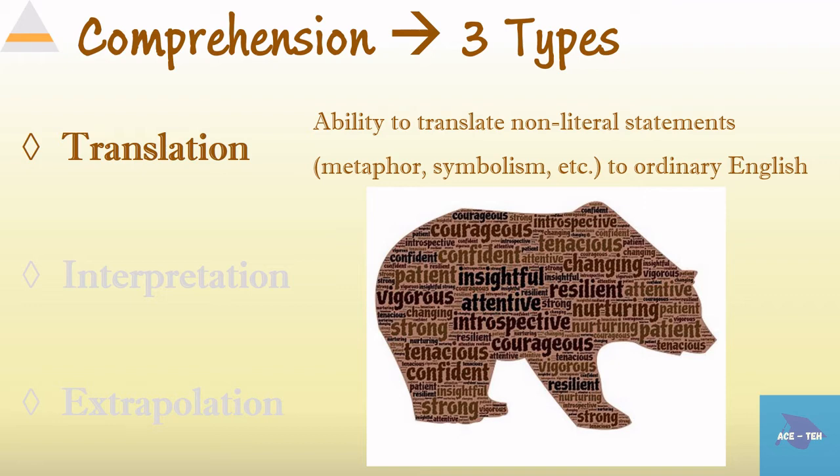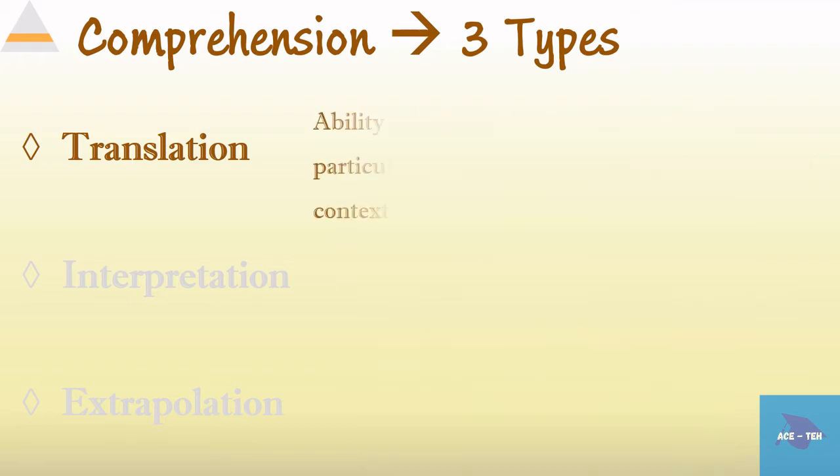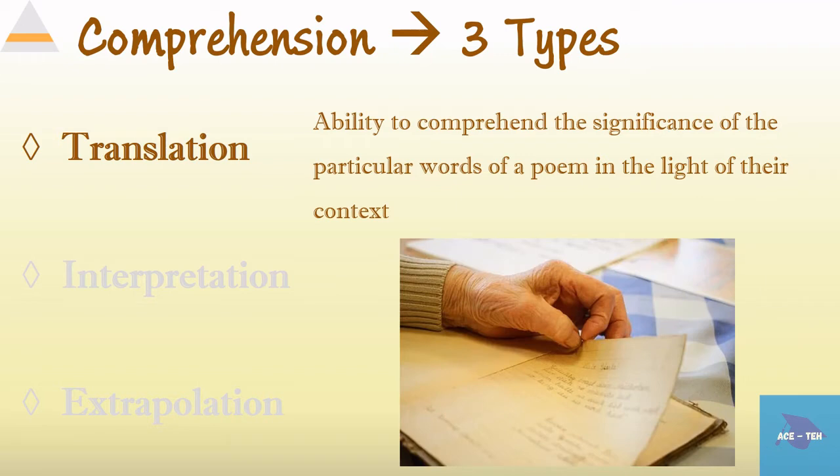That is, if you can identify the meaning of a metaphor or identify the meaning of a symbolism used in a text, you have this ability to comprehend and to translate. The ability to comprehend the significance of the particular words of a poem in the light of their context.